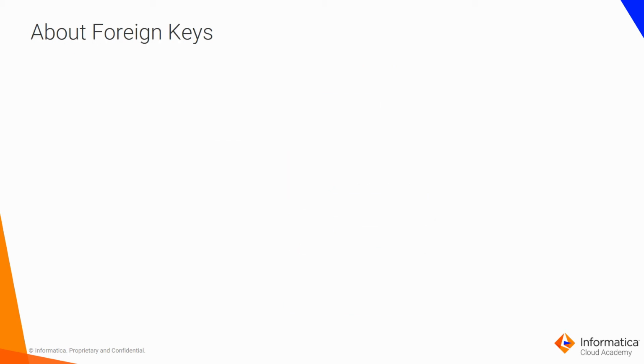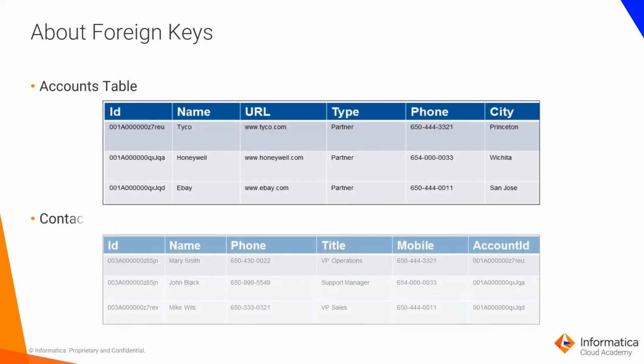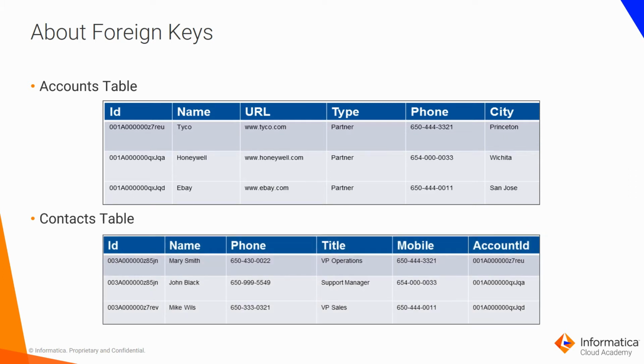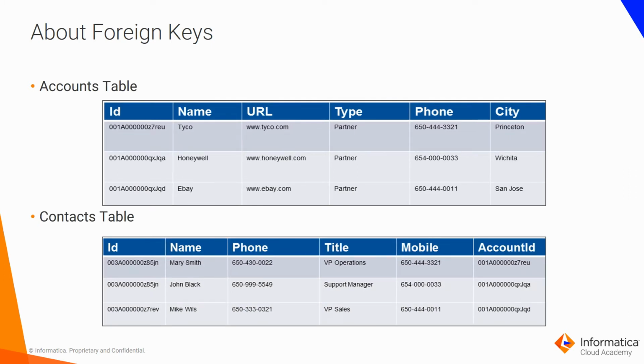Now let us see how the data is structured to support the relationship. As you can see here, we have the Accounts table and Contacts table with a number of rows in each. Notice that each table has an ID column. This column is a primary key for each object and holds the unique identifier for each record. Then in the Contacts table, there is also a column called Account ID. This is a foreign key field for the contact object, which ties it to the account.